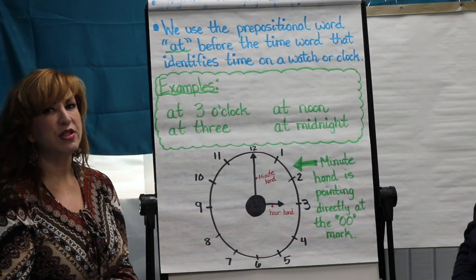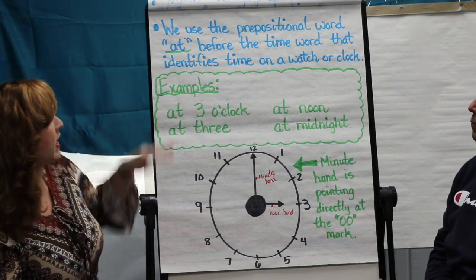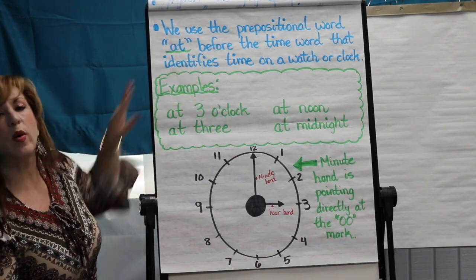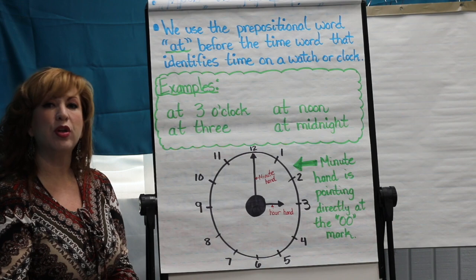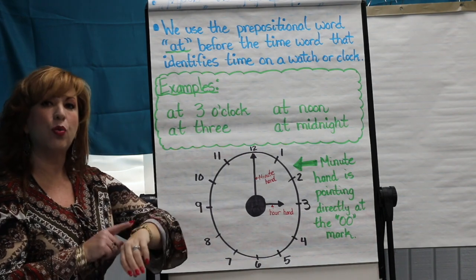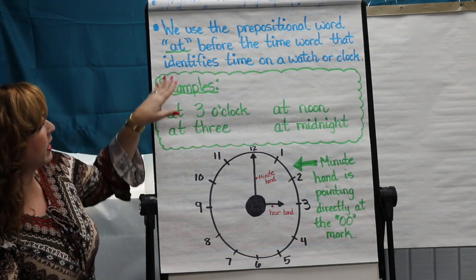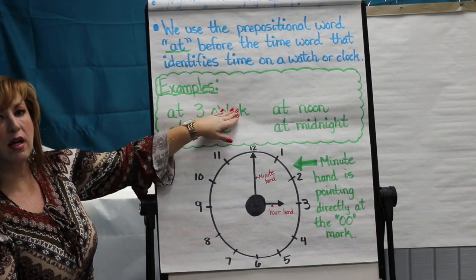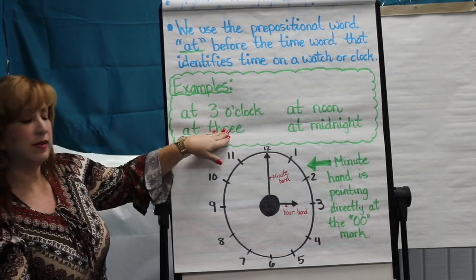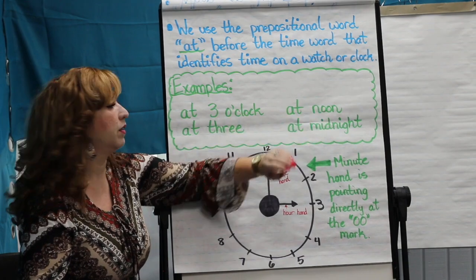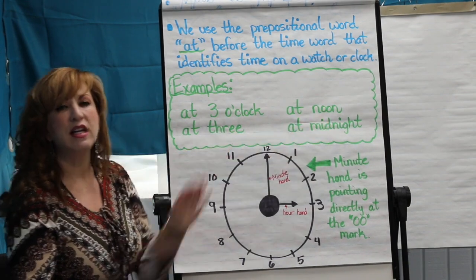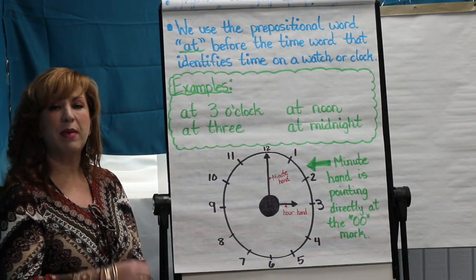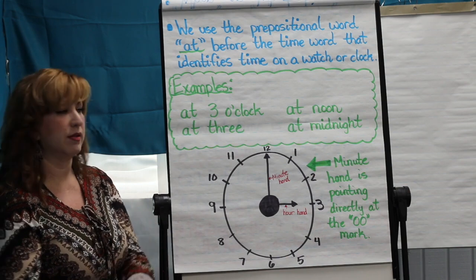So another prepositional word that we will also be using is at. And this is going to be more specific when we're looking at a clock or on your watch. So, an example for telling time: at 3 o'clock, at 3, at noon, at midnight. So this is when we're specific about the time from a clock.